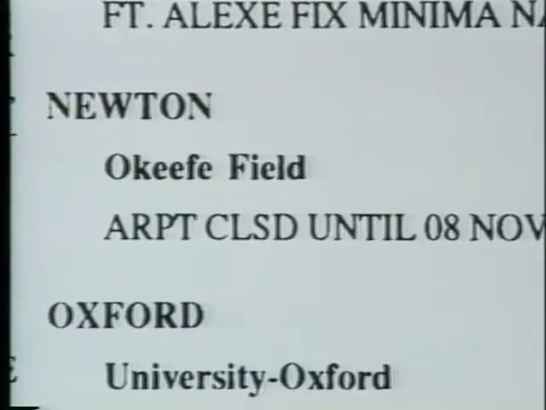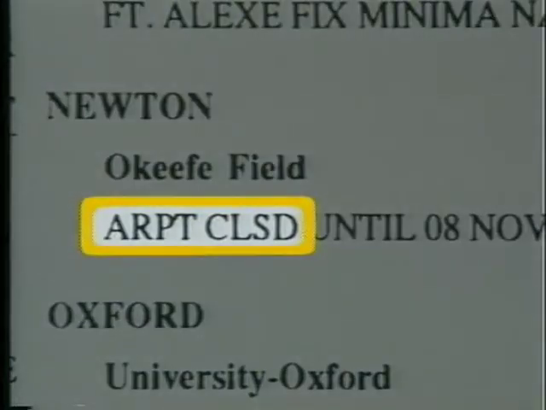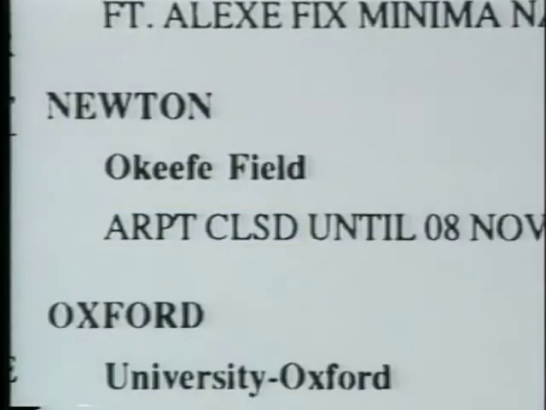A NOTAM D contains information which could affect your decision to make a flight, such as the airport being closed, inoperative nav aids, or interruptions in radar services. This type of NOTAM is not only distributed locally, but is given distant dissemination as well.